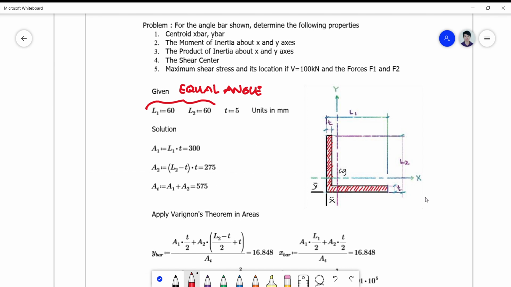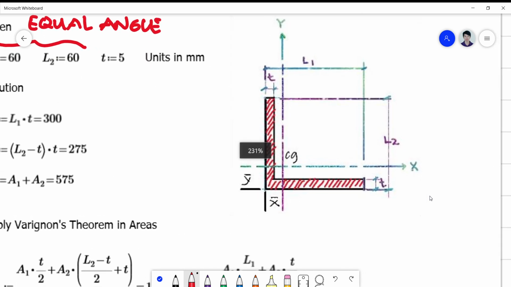So let's take a look at the orientation of the angle bar with the x and y axis passing through the centroid. So these are now the principal axes of the shape or the section. And we assume that the centroid of the section is referred to the corner as your origin. So this is your origin for the value of x bar and y bar.